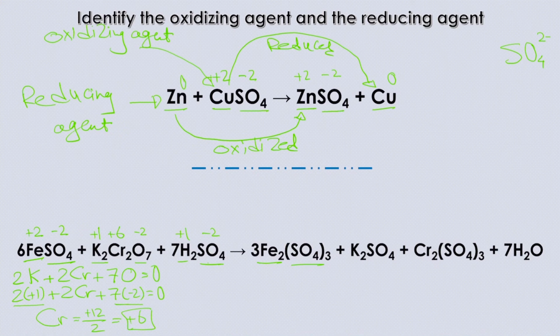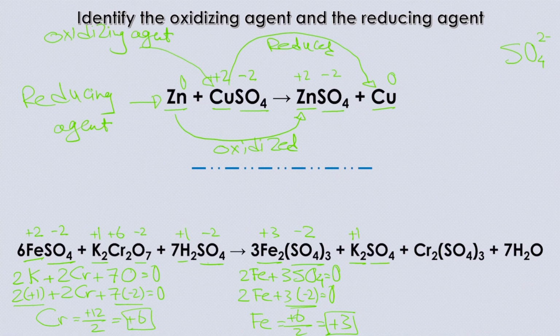Iron and SO4. Okay, so we can check the oxidation state for iron here, because SO4 is -2 and iron could be different here. 2Fe plus 3SO4 is equal to 0. So 2Fe plus 3 by -2 is equal to 0. So Fe is equal to, we have here -6, go to the other side, it will be +6 over 2, so it will be +3. Iron here is +3. K is +1, group 1, SO4 -2.